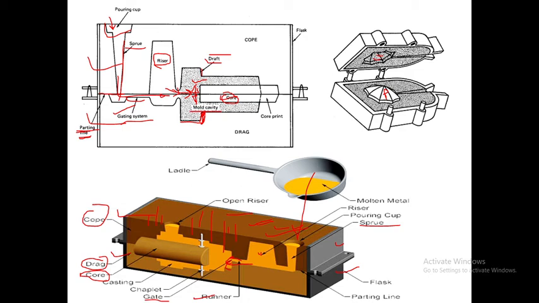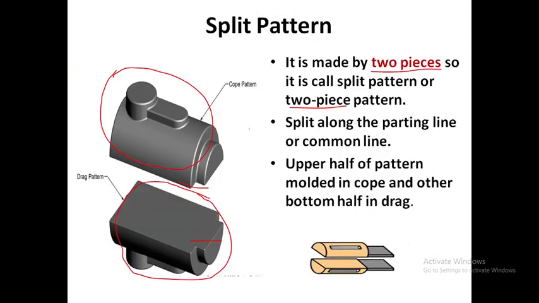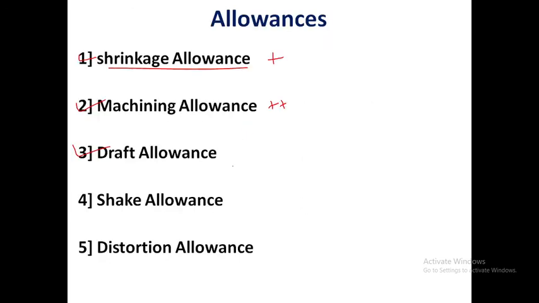So this risk is decreased by using a slight taper inward. The slight taper inward on the vertical surface of a pattern is known as a draft. For easy removal of the pattern, this draft allowance is provided. Next, shake allowance.